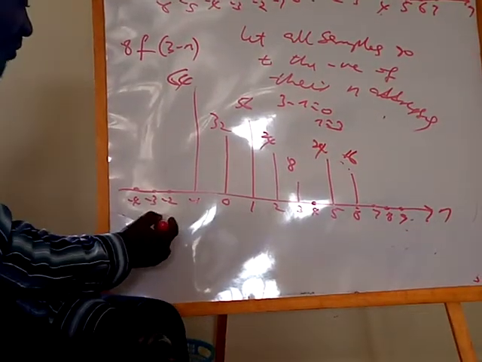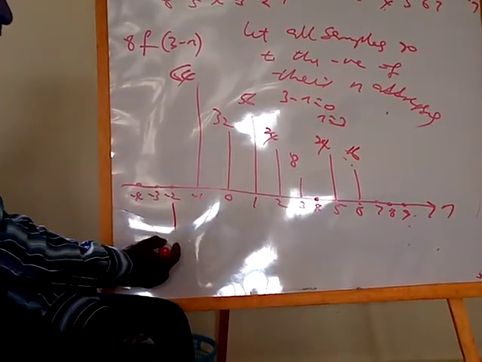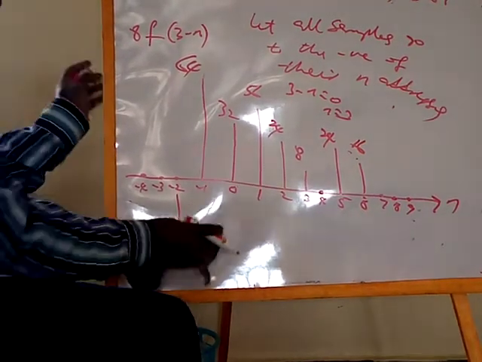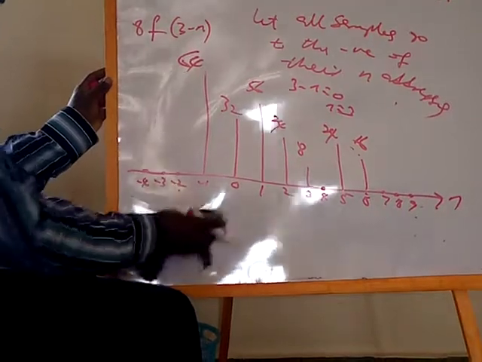If we have, for example, minus 5, which we don't have there, it becomes minus 10. But it is not there. I'm just using it to illustrate for you.